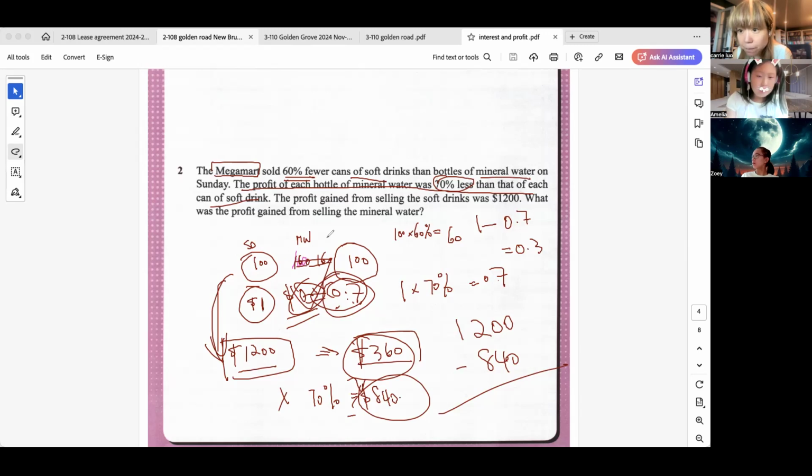More. Amelia, are you making more money or less money? More. You're making more money, right? So by how much more? By 60%. Thank you, by 60%.